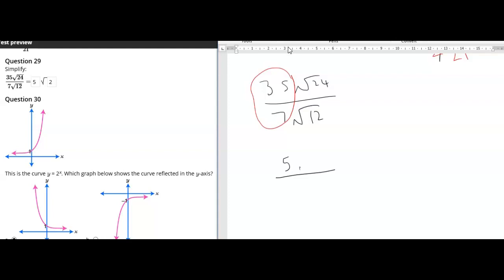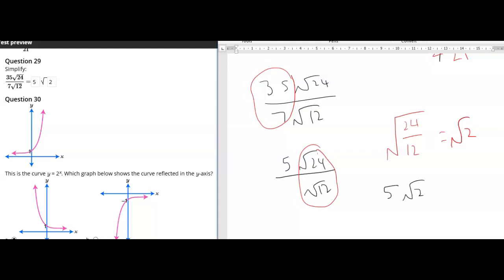And now we've got root 24 over 12. Now this part here can be rewritten as square root of 24 over root 12. Whoops, no, I can't. I'm getting distracted. 24 over 12, which is 2. So instead of simplifying the square root of 24 and the square root of 12 separately, you can put the whole fraction under one square root sign. And now we're left with 5 root 2.